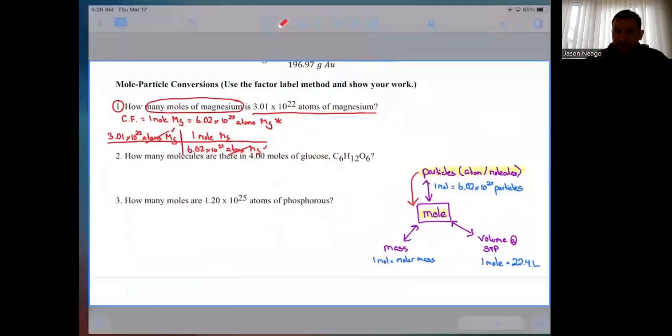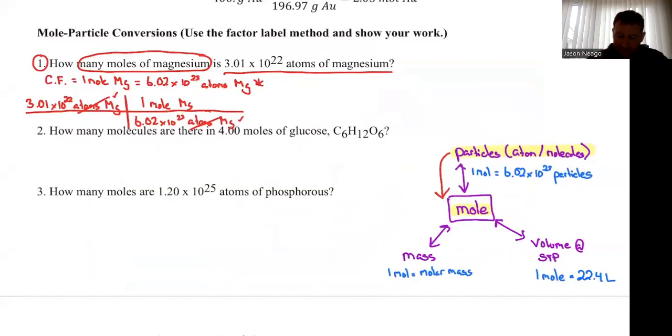If you remember from my previous video, if I have a number in the numerator above my cancellation line, I multiply. If I have a number below my cancellation line, I divide. If I have a 1, I neither multiply nor divide, because anything multiplied by 1 is itself, and anything divided by 1 is itself. So if I see a 1, I just forget that it's there. So in this case, when I type this into my calculator, I'm going to put in 3.01 times 10 to the 22nd divided by 6.02 times 10 to the 23rd.